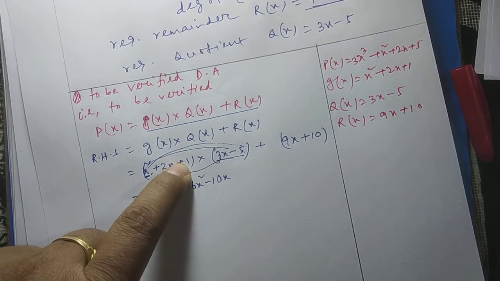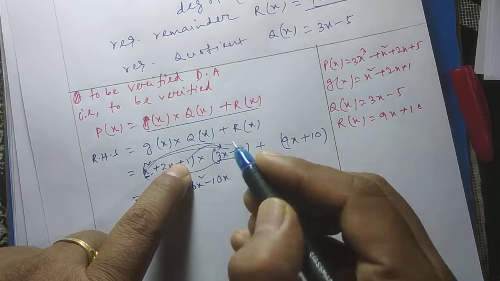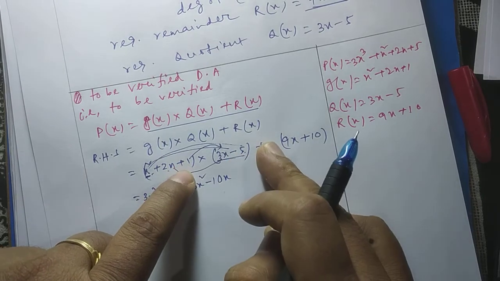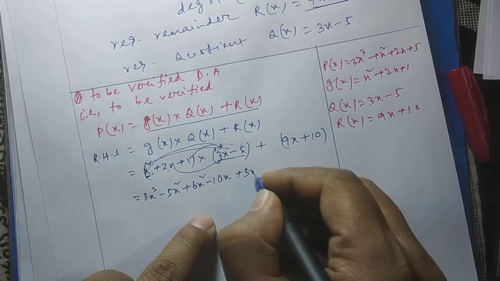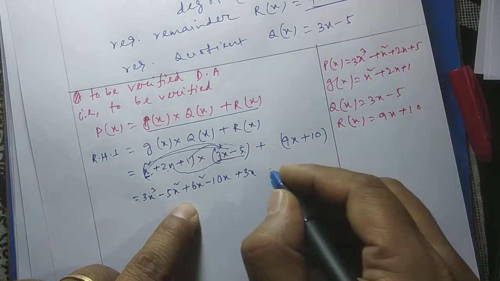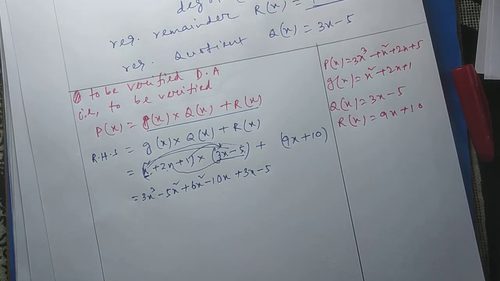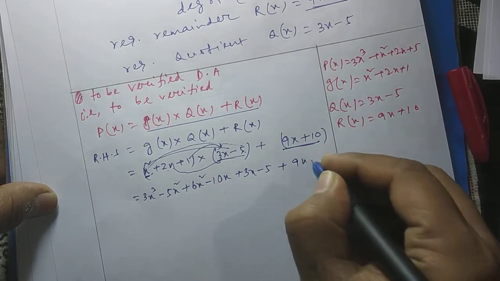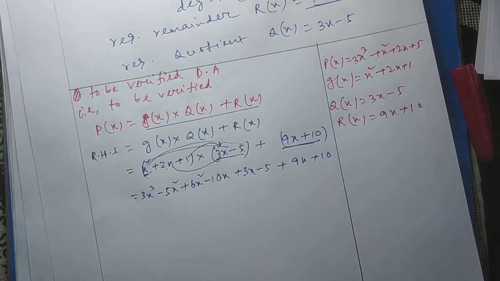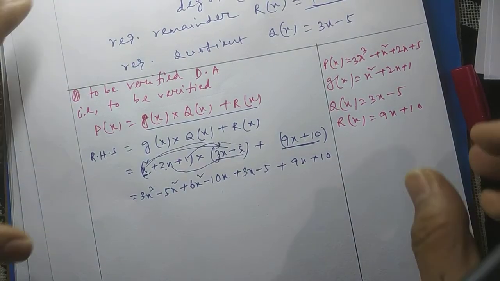Now 1 will start. Similarly, 1 will be multiplied with 3x and then minus 5. 1 into 3x will be 3x. 1 into minus 5 is minus 5. Correct? Now write down the remainder as it is: 9x plus 10. Correct? Now let us simplify.